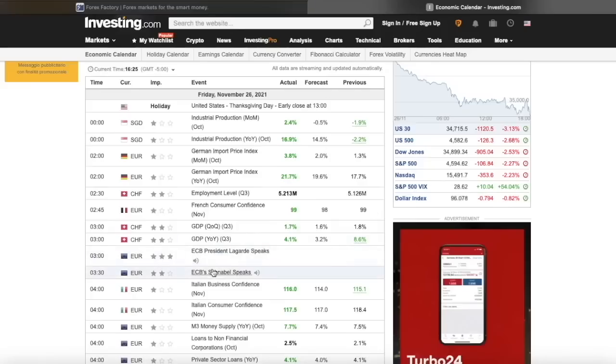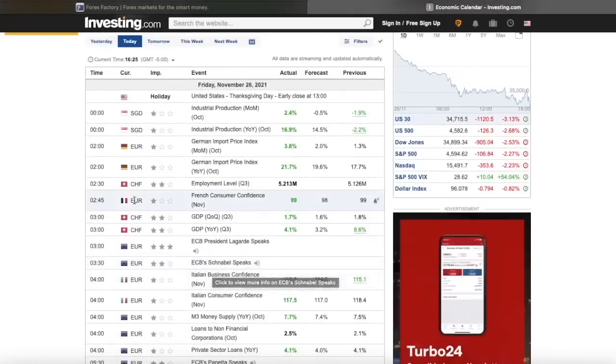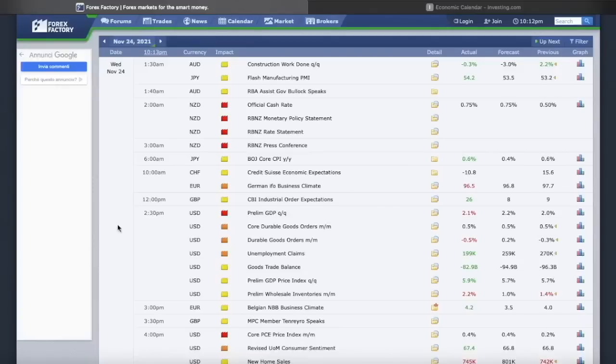Forex Factory is more simplistic while Investing is more detailed. Opening a trade as soon as a high-impact news is released is too risky, because spreads increase significantly, and banks can manipulate the market. It is always better to wait 30 to 60 minutes before opening a position.